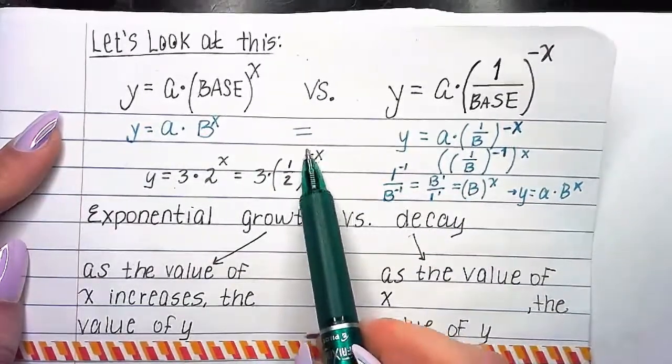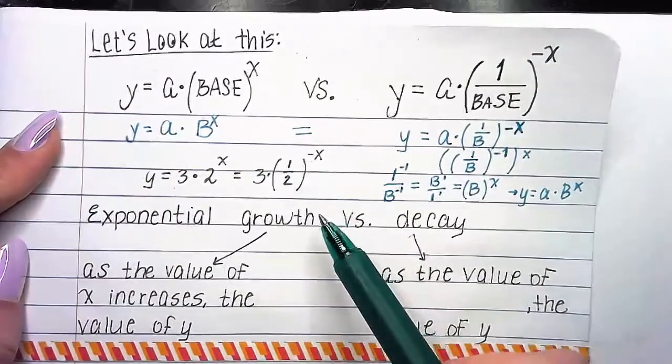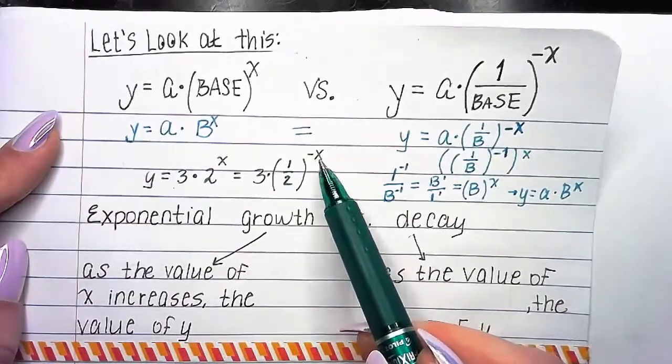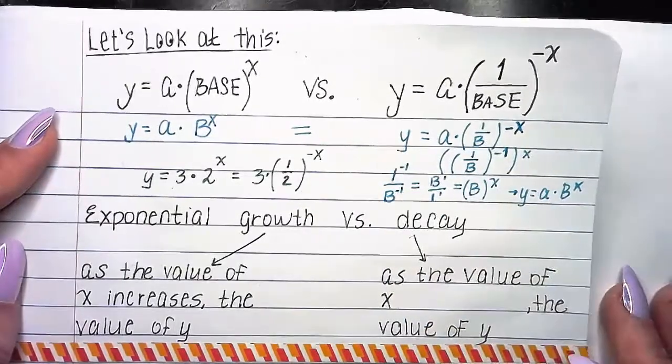However, this negative in the exponent, do you remember what the negative in the exponent does to the graph? If you said it makes a horizontal reflection or flips it over the y-axis, you were right. We're going to look at that in a second.